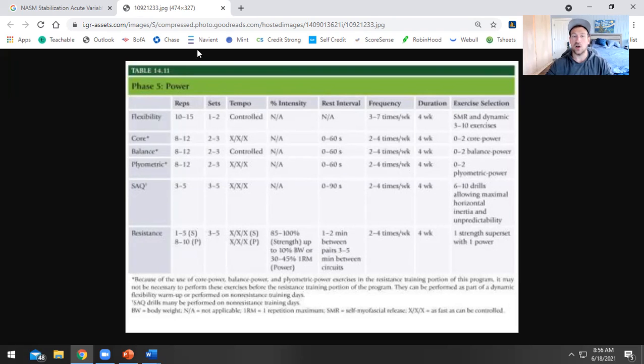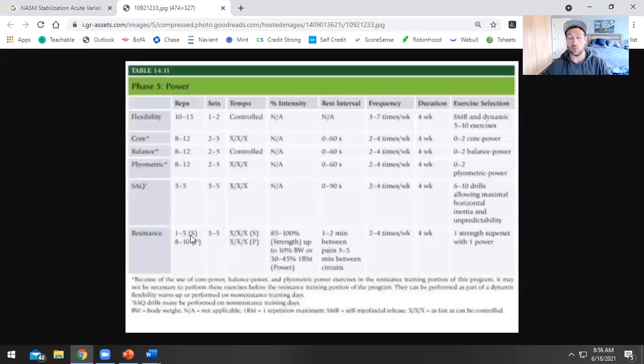So then we get into the resistance section. You'll notice there's a lot of NAs over here, where the intensity is not really applicable. Well, in the resistance section, intensity becomes very important, because this is literally the resistance. We are trying to build our strength here. Again, these are athletic concepts, whereas this is the goal of gaining strength.